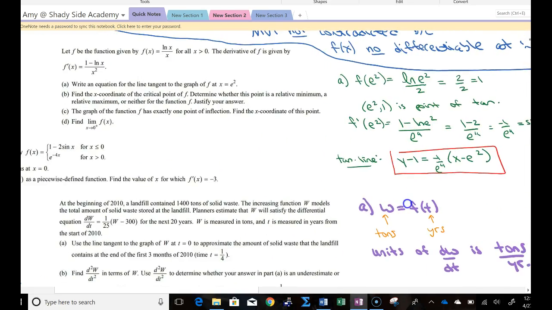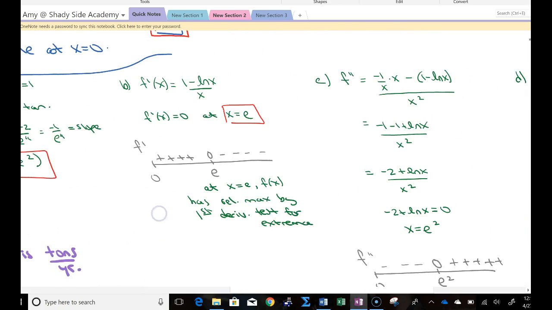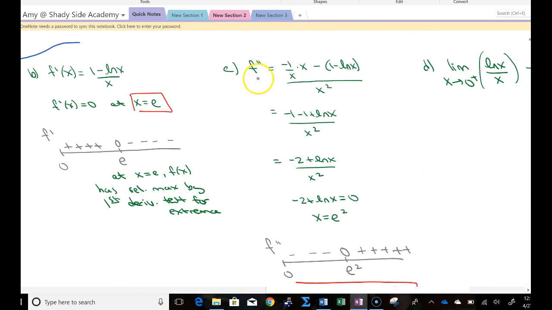Part C says the graph of f has exactly one point of inflection. Find this point. Me finding the derivative, cleaning, solving. Most people stop here and say, see, I found it. You haven't shown that that's an inflection point.